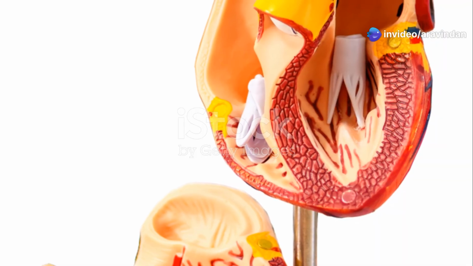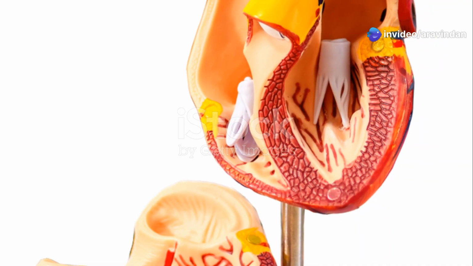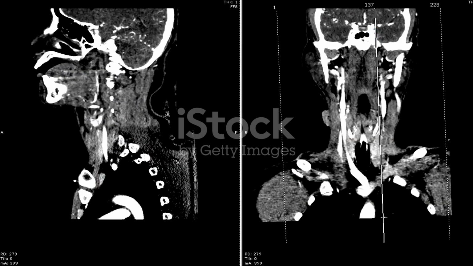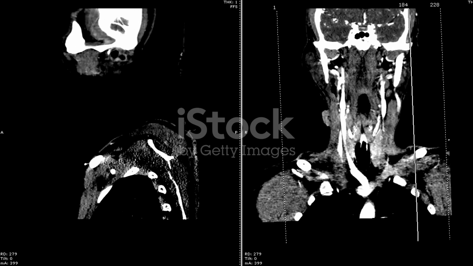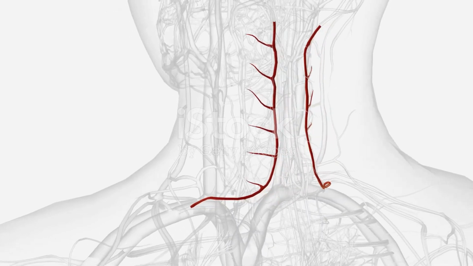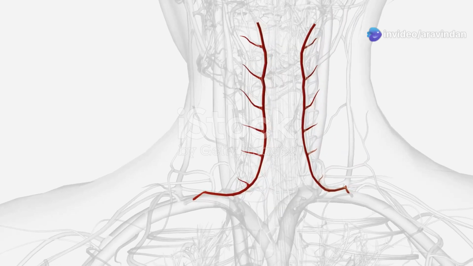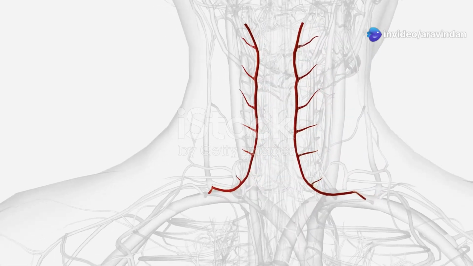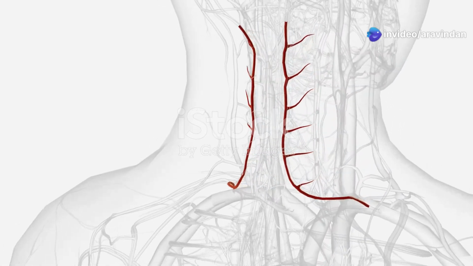The left subclavian artery is the third branch of the aortic arch. It pops out directly from the arch after the left common carotid artery. On the flip side, the right subclavian artery branches off from the brachiocephalic trunk, also known as the innominate artery, which arises from the aortic arch.